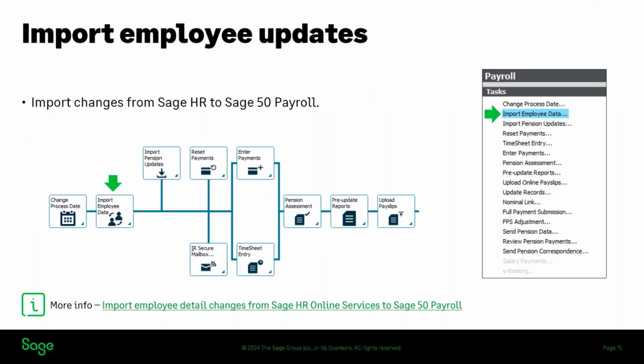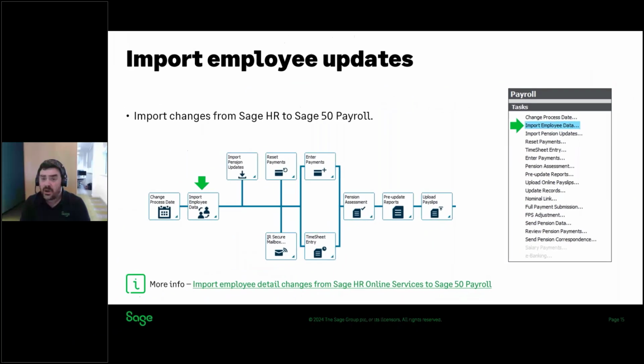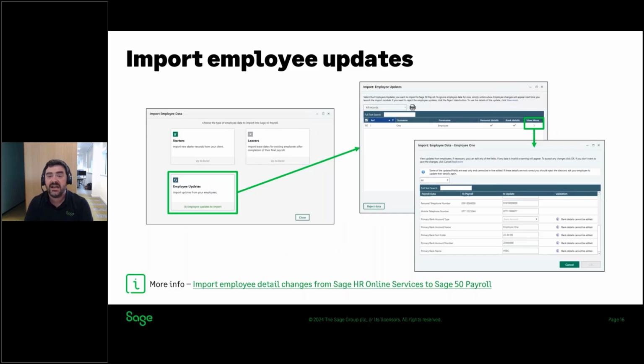So that's probably about it for the integration, but just to give you a quick recap on importing employee updates. It's one of the tasks at the beginning of your pay run after you've set the process date. If you are linked to Sage HR, we'd recommend that you run this task just to check for any changes. Then you can view the details first to see what's changed and make any minor changes to the information that you're importing. And if you're happy with it, you would select the employee and import the data, and that will then make the change in your payroll records.